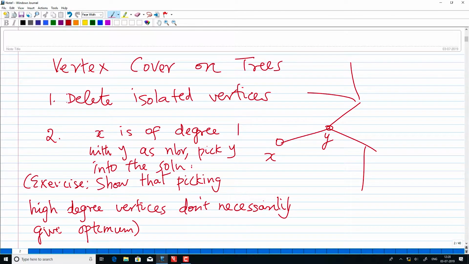Now, once I pick something into the solution, I can delete that vertex, because that vertex has done its job. It has covered all the edges. Now you recursively go into the remaining graph and find the minimum vertex cover, and add whatever you have picked to the solution. So that's the next step. Step 3 would be: delete y, because y is in the solution, and continue.